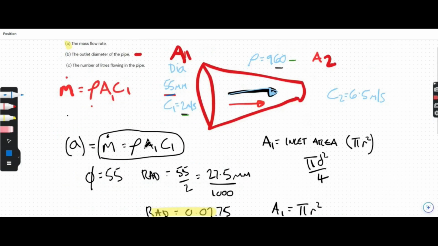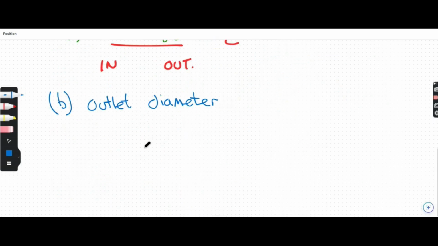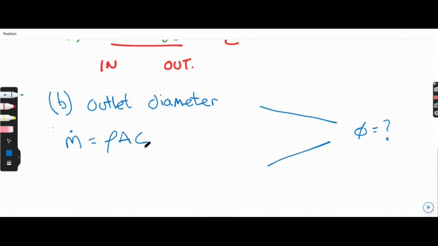So if I draw it again, look, it's getting smaller. It's a tapering pipe, it's getting smaller. So it's like that, it's like that. I've got to find the diameter here. Now, I know this formula. I know mass flow rate is density, area, and speed, just like we've done before.